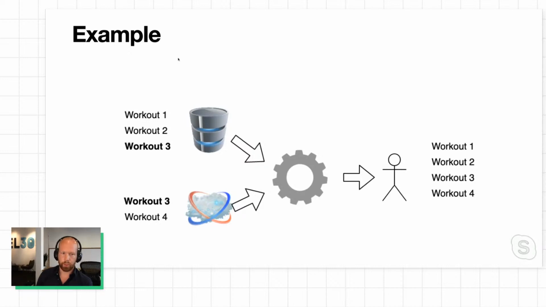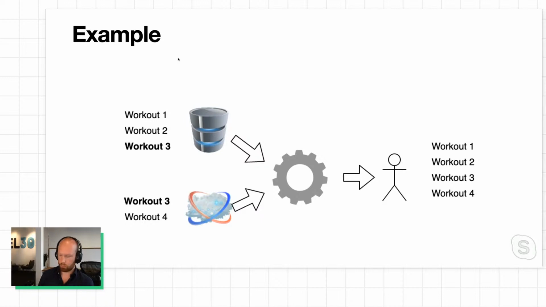So at the top left, you can see 3 workouts that are stored in a local database. And in the bottom left, you have 2 workouts that are stored on the server. And you have this duplicate in there, workout 3, and you want to get rid of it. So we need to have some logic in there that filters the duplicates, makes it into one nice list, and that can be presented to the user.